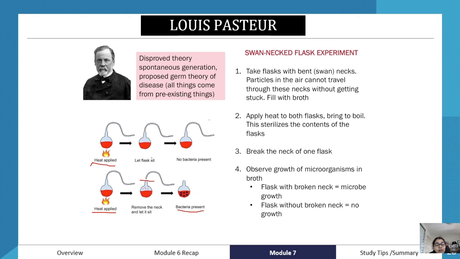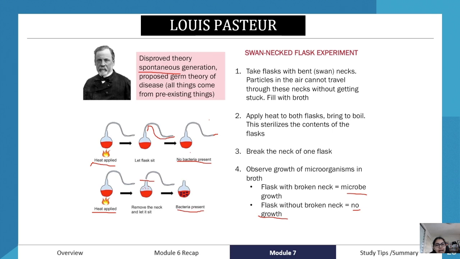However, if I let the flask sit and I'm not removing the neck, I'm leaving it as it is, because of this passageway into the flask, you would see that there's no bacteria present, because bacteria cannot come in through here, travel upwards and go down here. It gets stuck here on the side. So as a result, there's no bacteria present. Basically, apply the heat, break the neck, observe the growth. Flask with broken neck means there's microbe growth, and flask without the broken neck means there's no growth. And that basically tells us that it's not spontaneous generation.